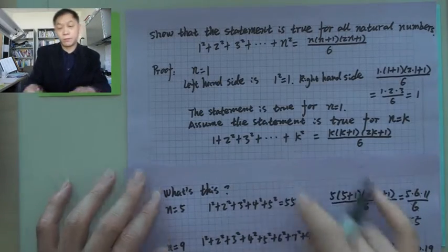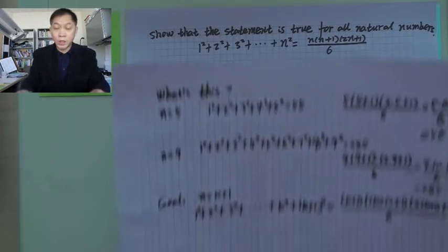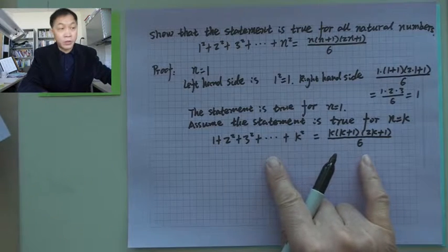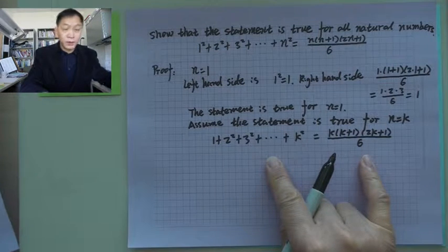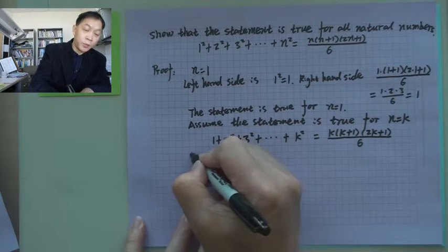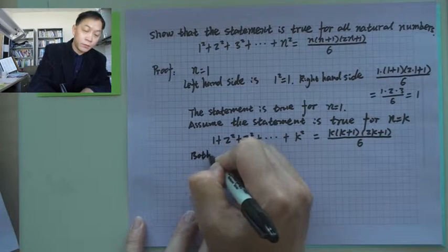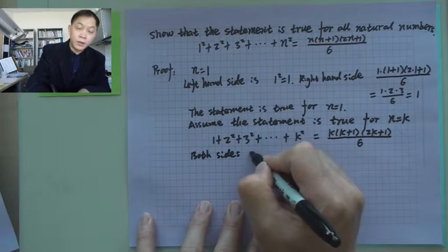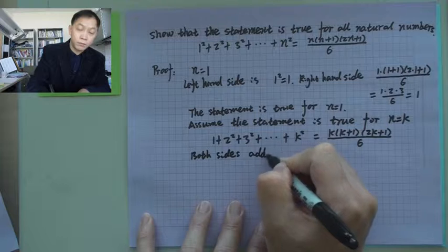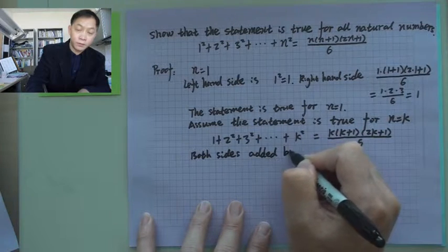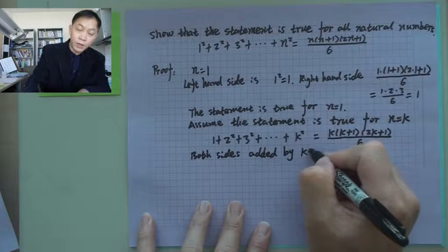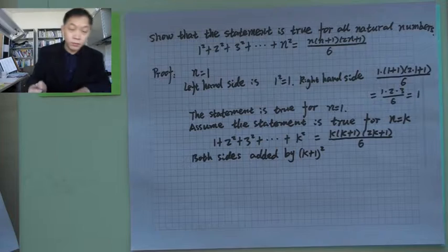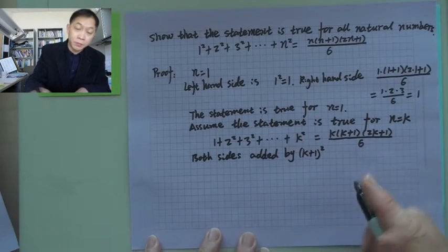We know this is true. Then remember our goal. This is what we need. So we have to use our assumption if this is true. So then we may say, add to both sides k plus 1 squared. So then this is our assumption.